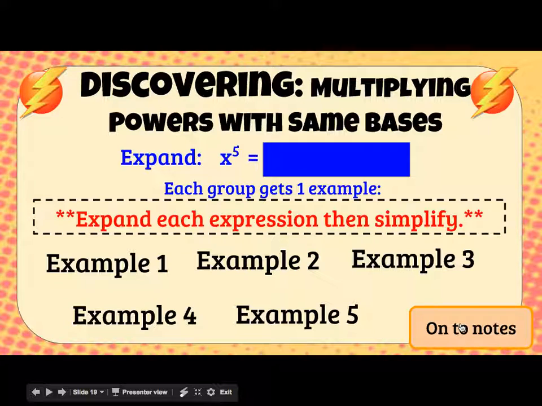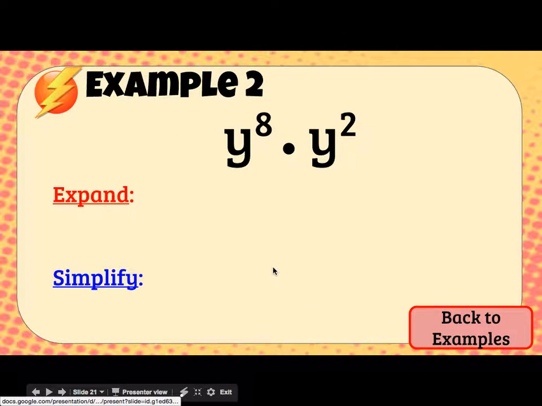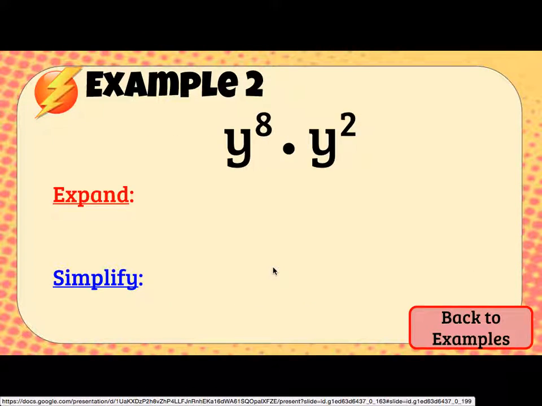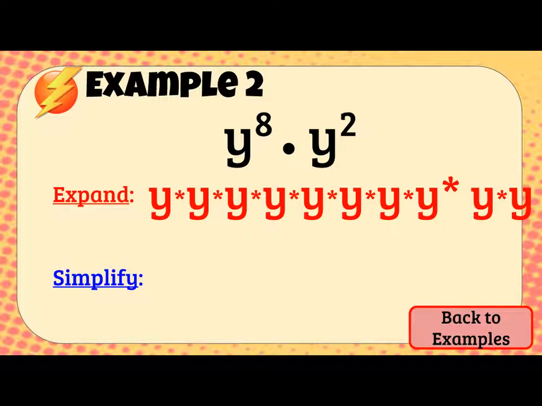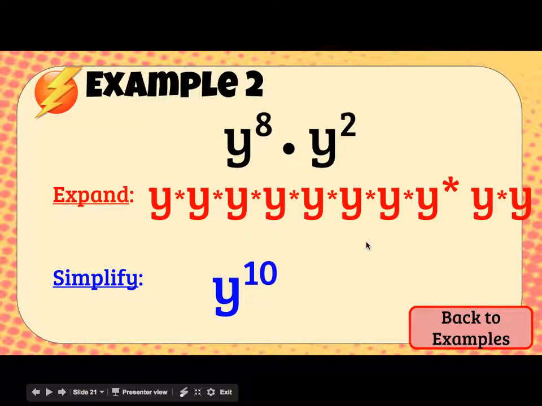So this was what group 2 got. Well, what does y to the 8th mean? Y times y times y, and so on. And then y to the 2nd means y times y. So we look at this and ask, how can we write this in the shortest way possible? Well, how many y's do I have? I have y to the 10th. So look at the exponents in the original problem, and look at what it was simplified to. Let's go on to the next example.